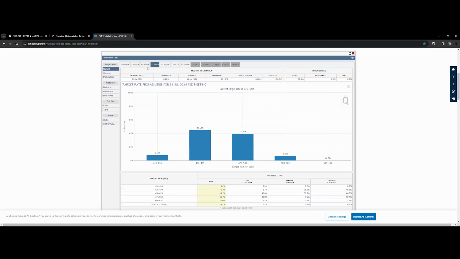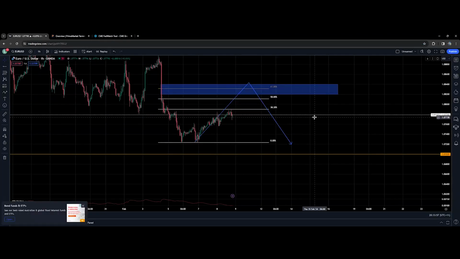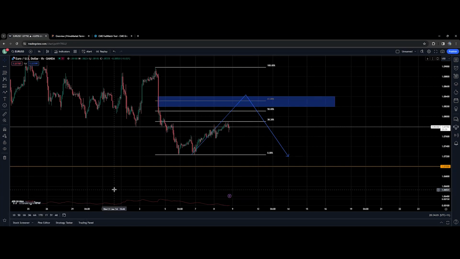Everything can happen, but probably not. We need to watch the data first. But for May, 53.2% is expecting a cut. And if that actually happens, this would be pretty good for euro dollar to go up.